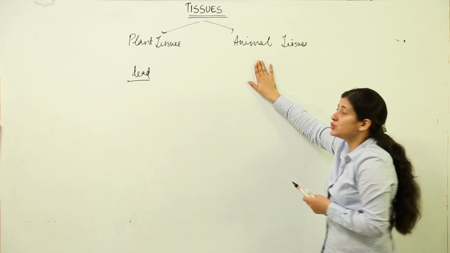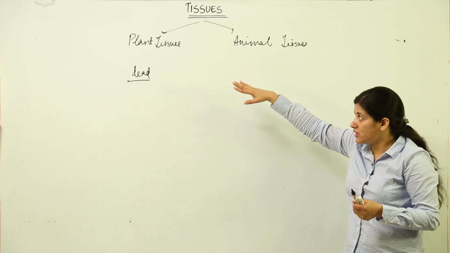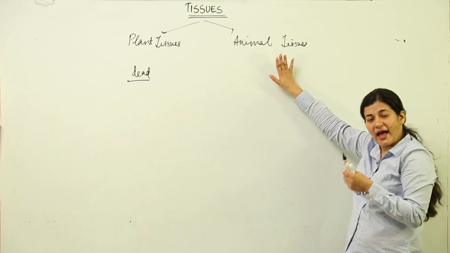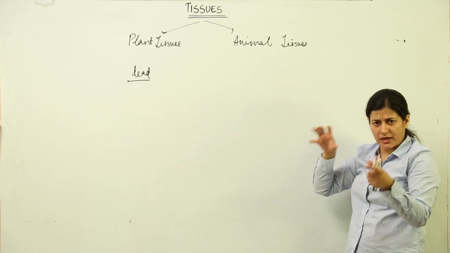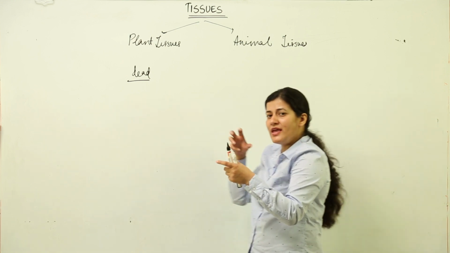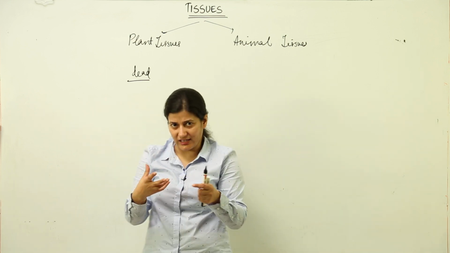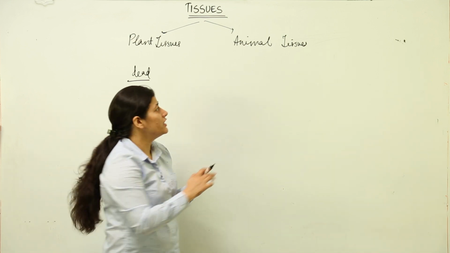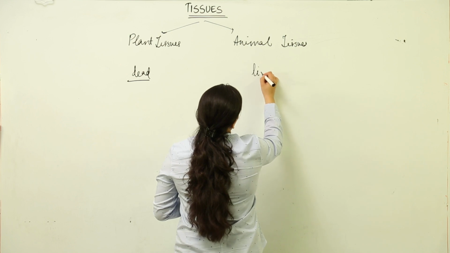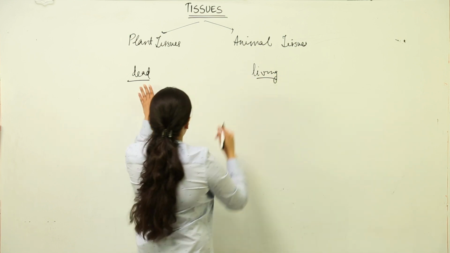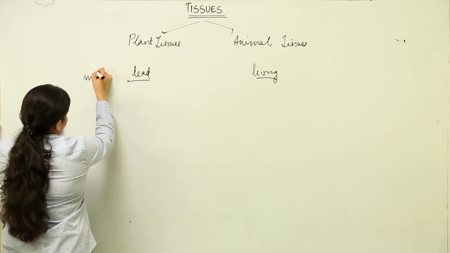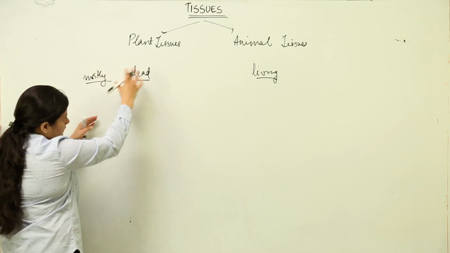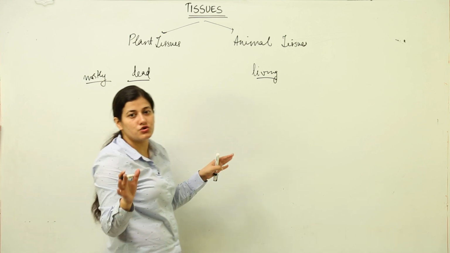In comparison to plant tissues, the animal tissues are not dead. They are mostly living. Why are they living? Because the animals have to go from one place to another. They have a more agile life basically. So they cannot be dead. So they are going to be living. And over here, this dead does not refer to all dead tissues. Mostly dead, I would say. You will see when we study in detail that most of the plant tissues are dead.